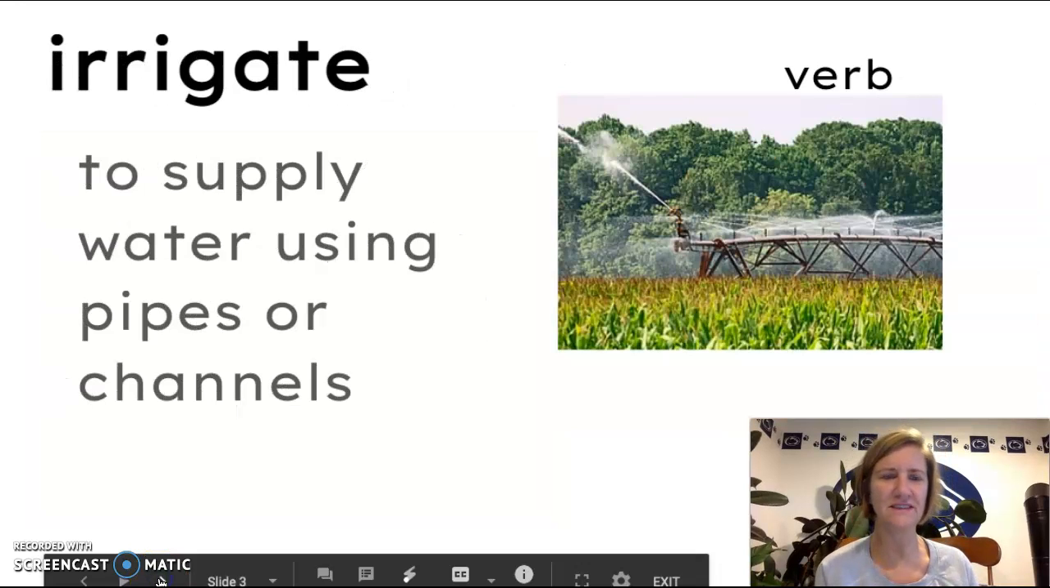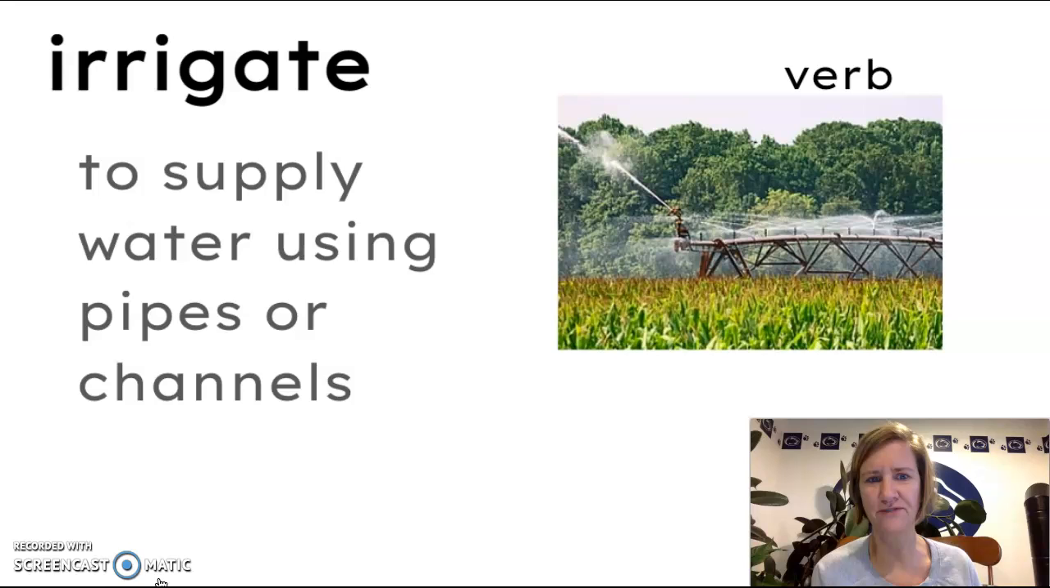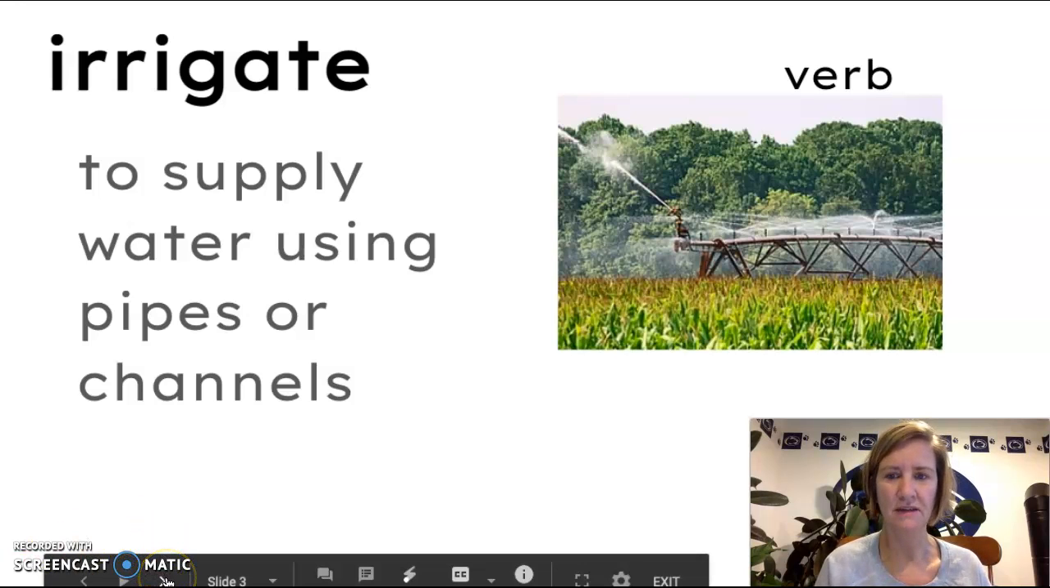Word number 2 is irrigate. Irrigate is a verb and it means to supply water using pipes or channels. And remember during our discussion last week, I talked about the fact that on my way to the beach, I see a lot of these irrigation systems in the farmers' fields because their fields are not as fertile as ours here.